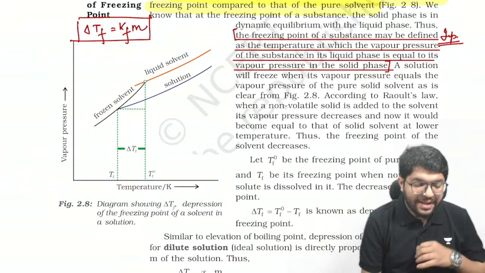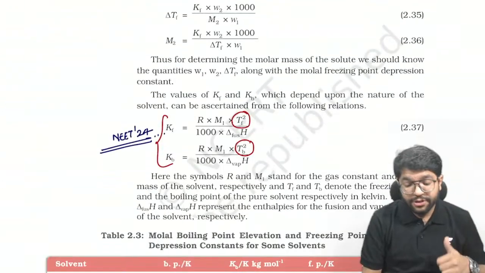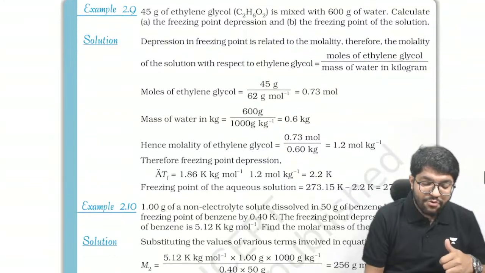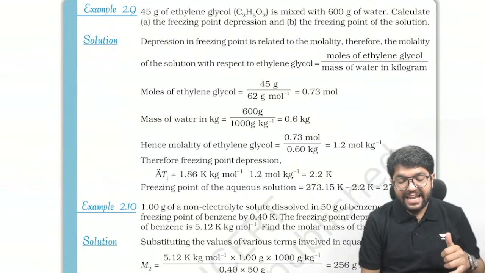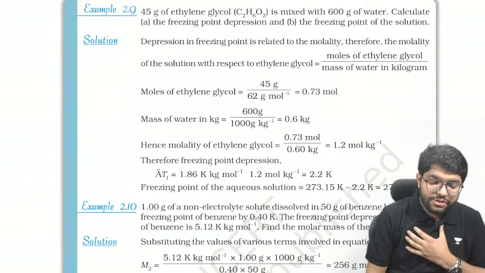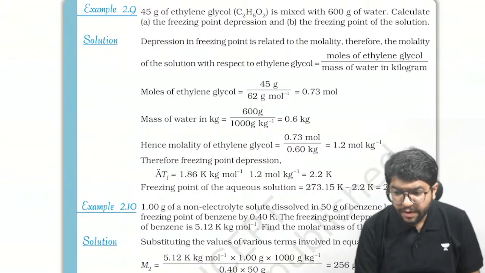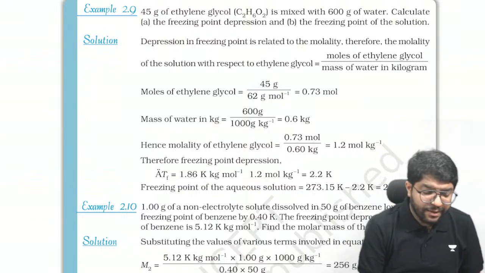Right? Good one. So now the next concept is freezing point. Delta TF is KF into m. And so we have question number 9 and 10 on the same philosophy, right? Quickly, let us do the ninth question. We should do it right away.